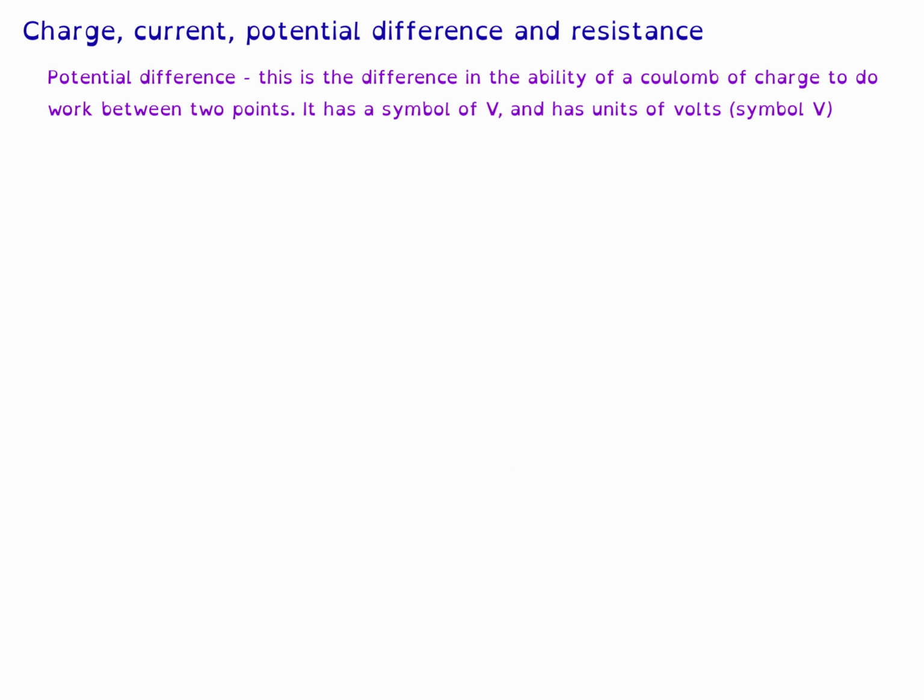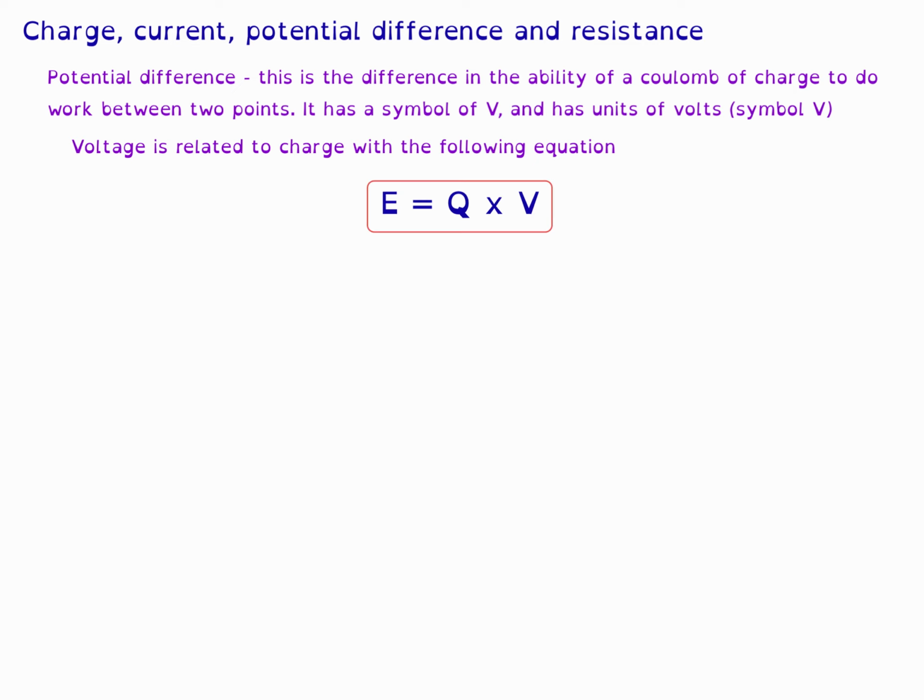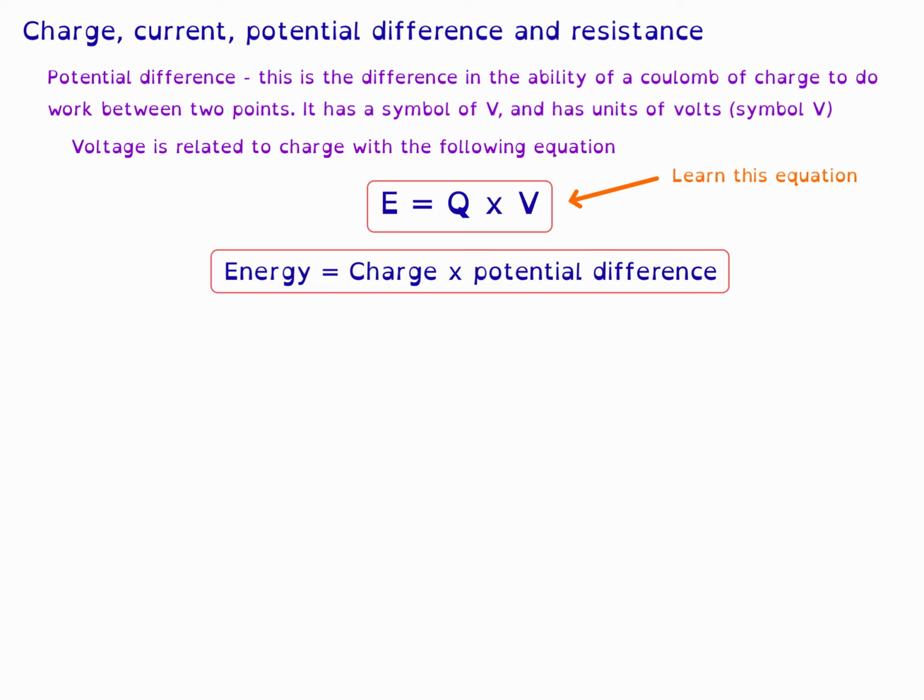Potential difference. This is the difference in ability of 1 coulomb of charge to do work between 2 points. It has a symbol of capital V and the units of volts. The symbol is also capital V. Voltage is related to charge with the following equation. E equals Q times V. This is an equation that you need to learn. And it's energy equals charge times the potential difference.